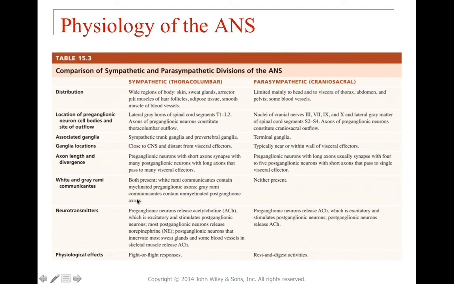In the sympathetic division, we're going to have both white and gray rami communicantes. We do not have that in the parasympathetic. In the sympathetic, it's worth noting that the white rami are going to have the myelinated preganglionic and unmyelinated postganglionic. For the neurotransmitters, this is one of our major differences. Remember, the parasympathetic neurons can only release acetylcholine, ACH. Only that one, whereas the sympathetic is able to release norepinephrine as well as acetylcholine. And again, the major thing that I want you to take home here is that the sympathetic division is responsible for the fight or flight response, and the parasympathetic is responsible for your rest and digest activities.